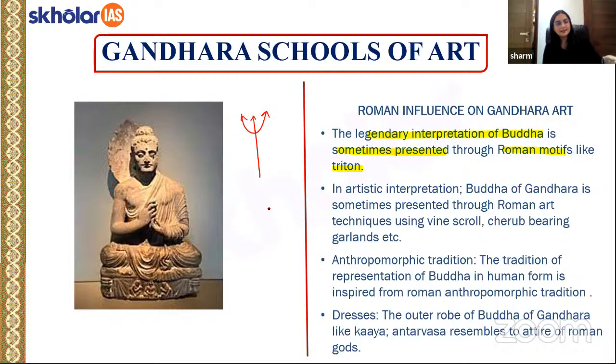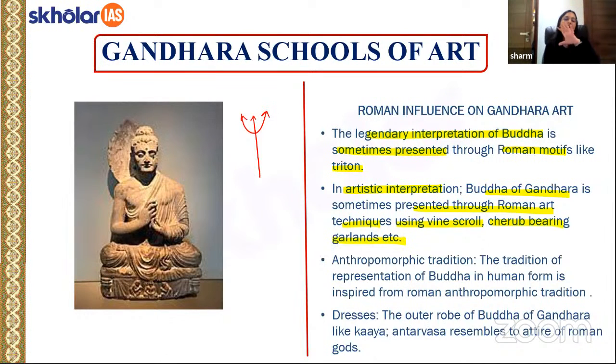रोमन्स ने सबसे पहले इस तरह के मोटिव्स को यूज करना शुरू किया था और इसी तरह के मोटिव्स आपको बुद्धा की इमेजरी में भी दिखेंगे गांधारा आर्ट में. And that is why such kind of motifs are important because they are suggestive of how the Gandhara art is influenced by the Roman traditions. Apart from the students, it will be important to note that with respect to the artistic interpretation, the Buddha of Gandhara is presented through Roman art techniques such as using wine scroll or the cherubs bearing garlands, etc.